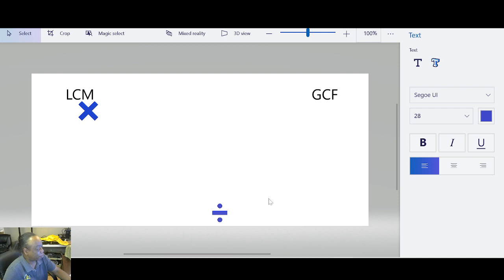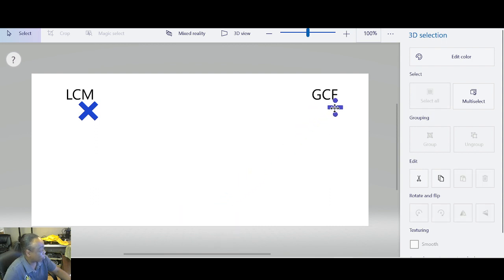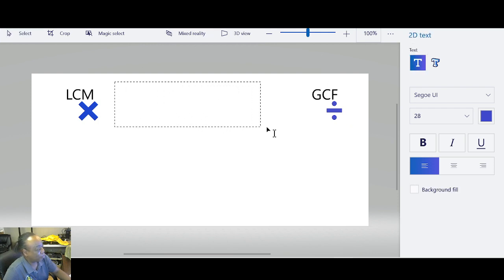With the GCF, what's left is division. The F, which is the word factor, greatest common factor, is actually a fancy word for division. So I'll put division right next to F. For this one, you need to know your division tables. So let's make up two numbers and try to find their LCM and then their GCF.